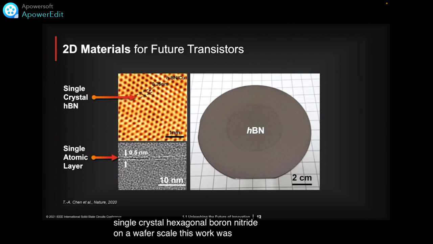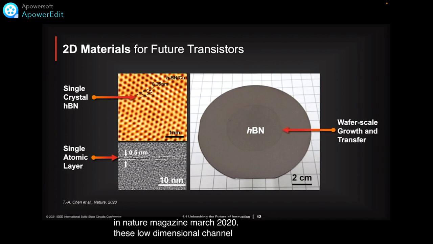This work was published in Nature magazine, March 2020. These low-dimensional channel and interfacial materials can be transferred onto arbitrary substrates at low fabrication temperatures, which opens up the avenue for fabricating active logic and memory layers in a 3D manner.